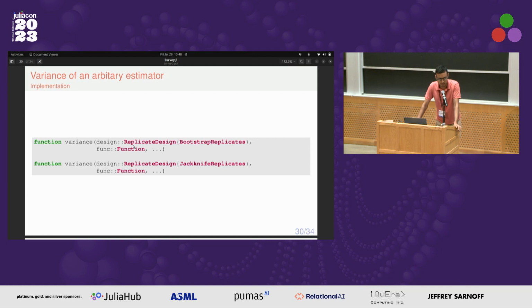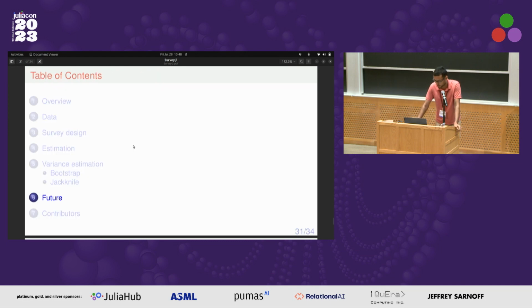Internally, it's not just for mean and total and some simple functions. You can do it for any function. So there is a variance function, and you can pass any kind of function into that, and it would compute the variance for that estimator.